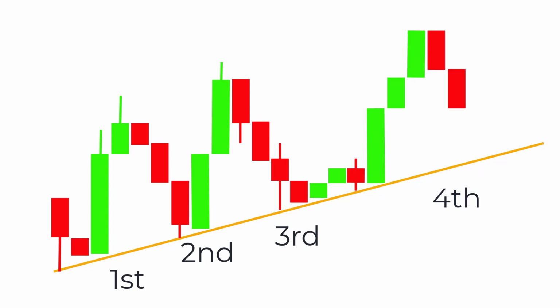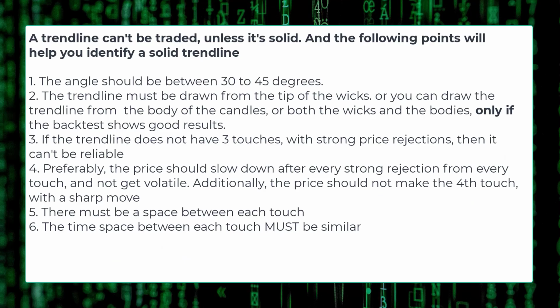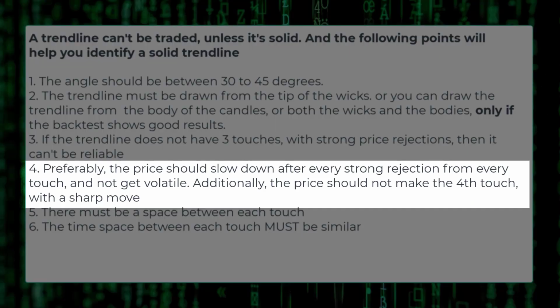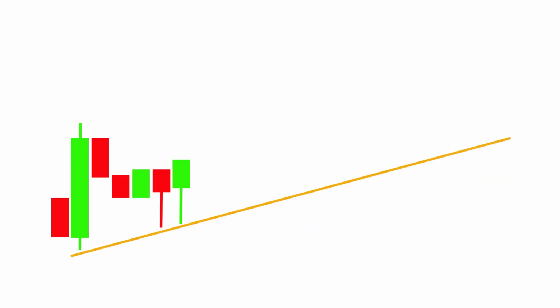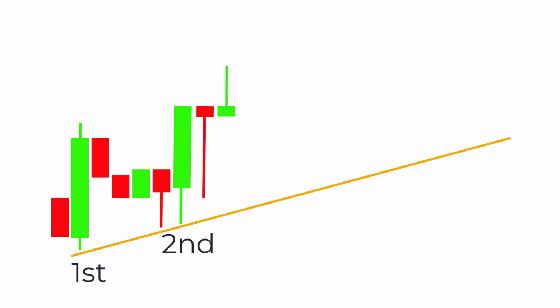Unless the price moves up after the slowdown and breaks the previous high. In that case, the trend line will become tradable from the 4th touch, and we never mind the slowdown. Let's move on to the 4th point. You need to look for a price slowdown after every strong rejection off the trend line. Which means the price must keep a space between each touch where the price action actually slows down. So, if the market becomes very choppy and volatile after the second touch, for example, then the trendline becomes very risky to trade.